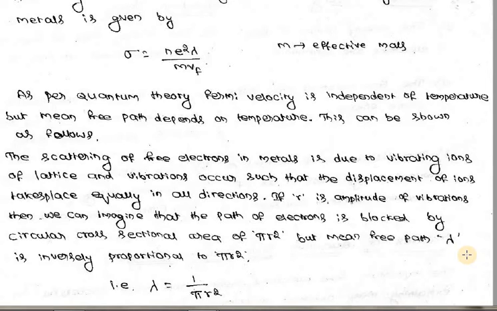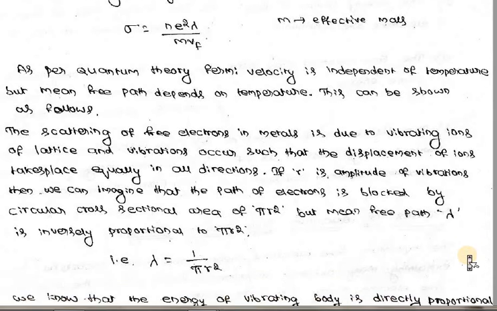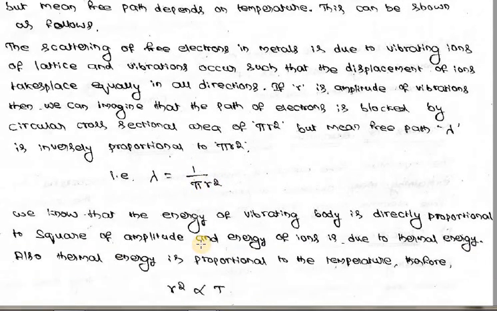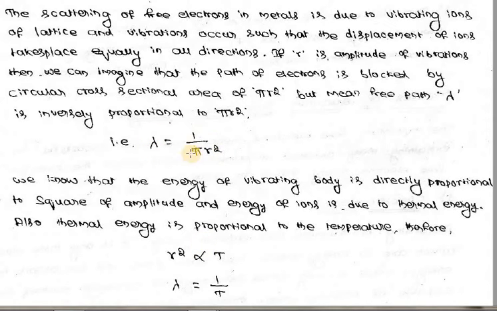You know, mean free path means the distance between two successive collisions, that is, the average distance between two successive collisions between an electron and a positive ion. So the electron path decreases as the vibrations increase. So that's why the mean free path is inversely proportional to the area blocked by the positive ion cores. Okay, so that's why the mean free path is inversely proportional to 1 by pi r square.